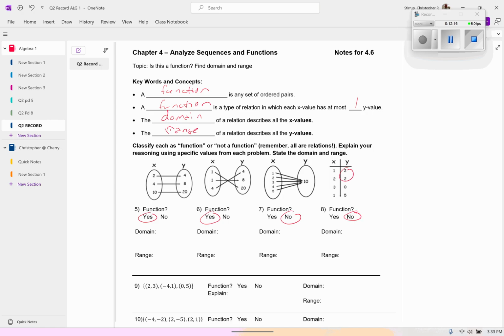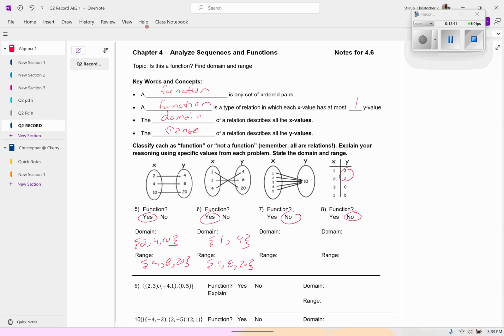But you can still create the domain. The domain's pretty simple. It's just 2, 4, and 10. And sometimes we put that in these weird brackets. The range are the y values, so 4, 8, and 20. They should be in order. If they're not in order, it's not the worst thing in the world. The domain of this, I don't have to list the 1 twice. If you wanted to list it twice, you're okay, but no worries if you don't. And then the range is 4, 8, and 20.